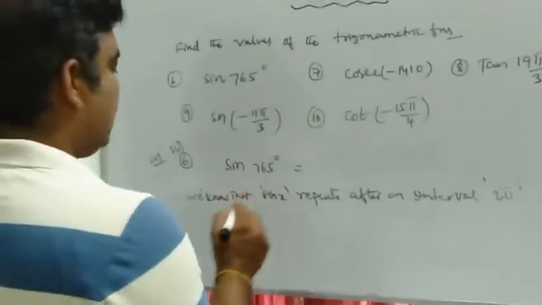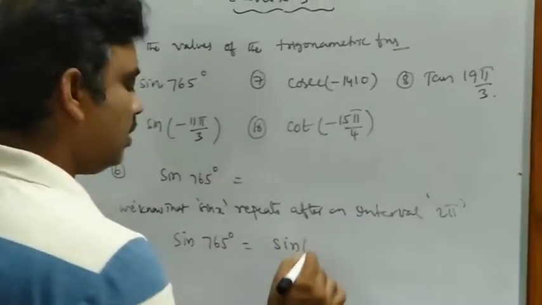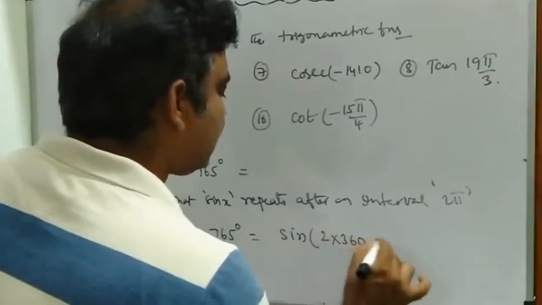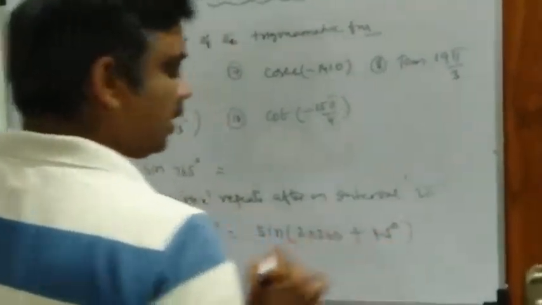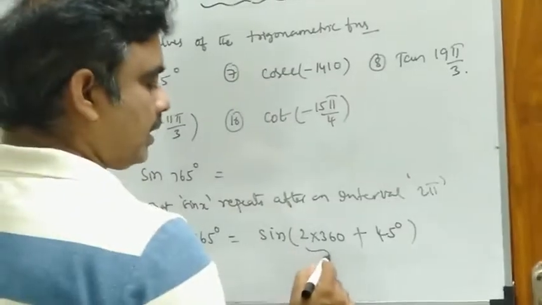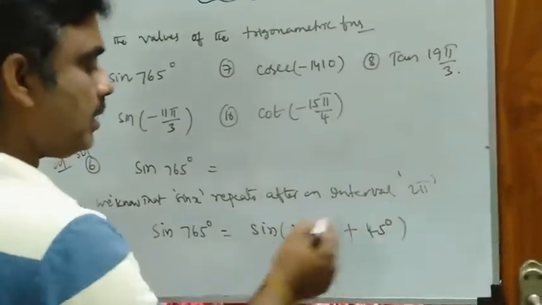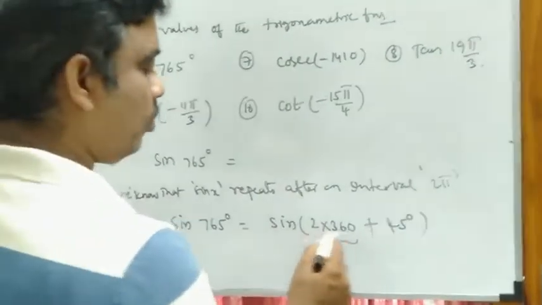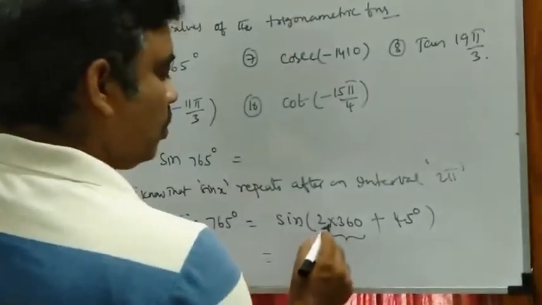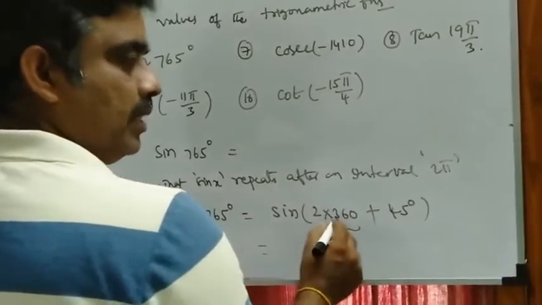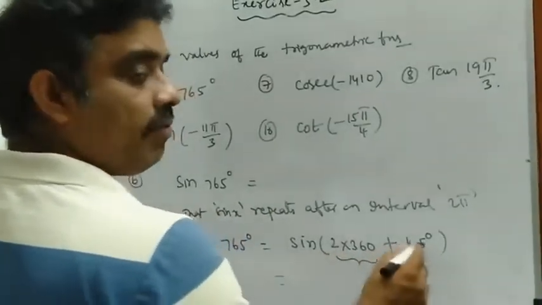Here sin 765 degrees can be written as sin of 2 into 360, which is 720, plus 45 degrees. Can I write or not? 2 into 360 is 2 revolutions, and each revolution takes 2 pi radians. So 2 pi into 2, that is 360 into 2, plus 45 degrees. After 2 pi it reaches the same position. So this will be in the first quadrant.